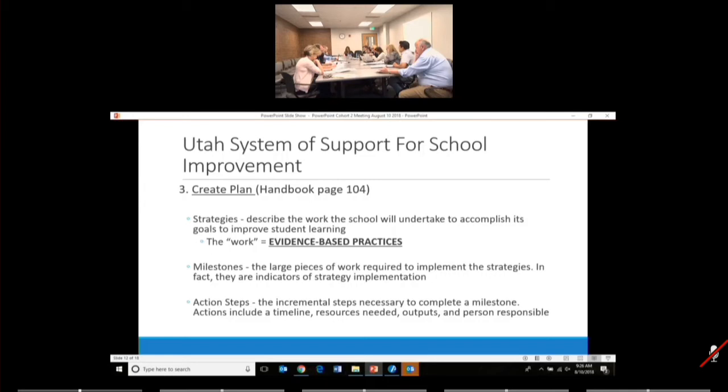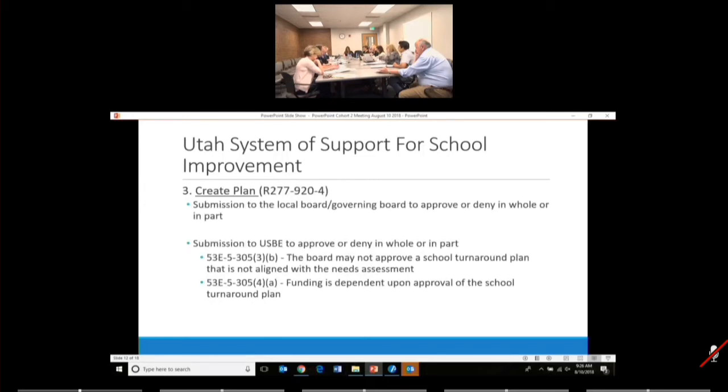So I've referred to this a couple of times, and I'll draw your attention to this slide, but there's a requirement under the board rule, under the bill, that once the plan is developed, that it is submitted to the local board or the governing board to approve or deny in whole or part that plan. So they take a look at it and determine whether it addresses the root causes in that school, whether it satisfies that particular definition of evidence-based. It's a strategy that's going to work.